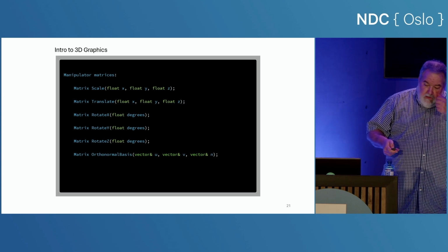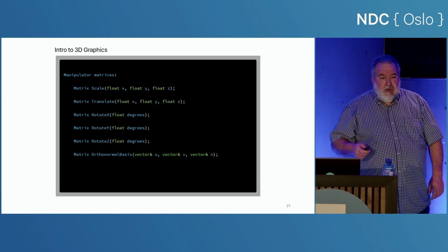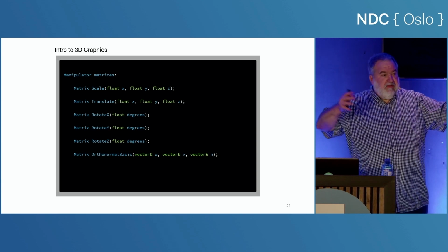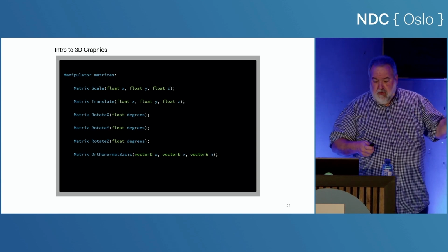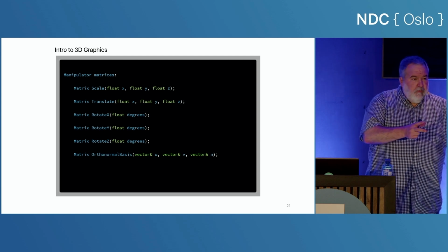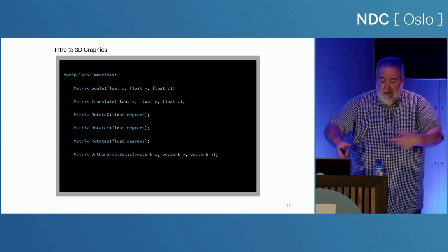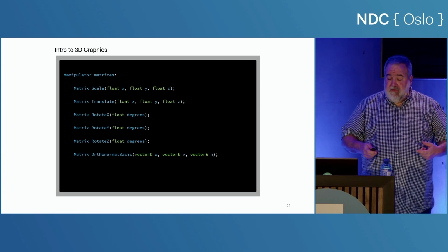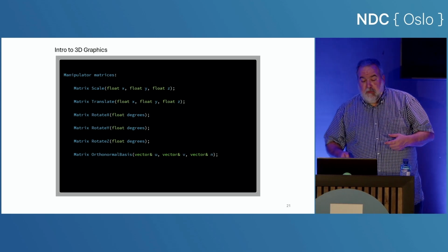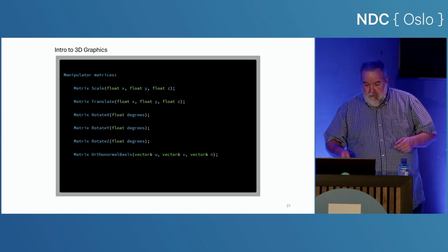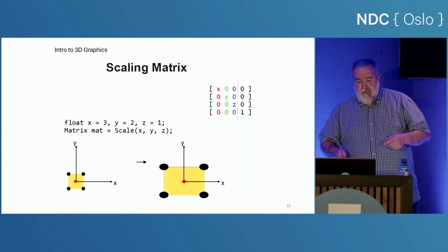The main operations that you're going to do with a matrix on these is you're going to scale. You're going to make something bigger or smaller in different coordinates. Translate is to move it from one point to another. Rotate around the x-axis, y-axis, or z-axis. And orthonormal basis, I'll show you a picture of that. It's a big word. It doesn't mean much. So, scaling.